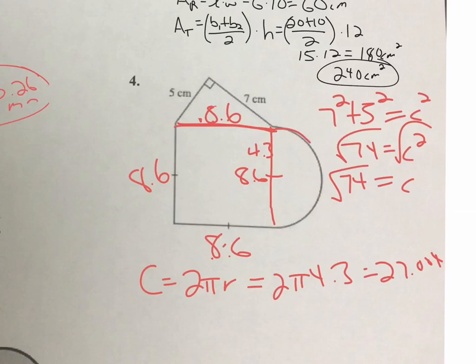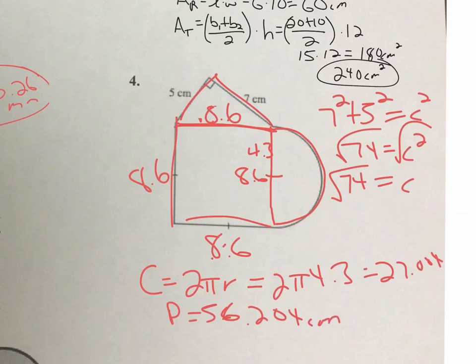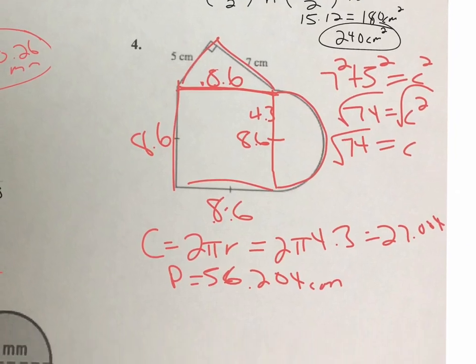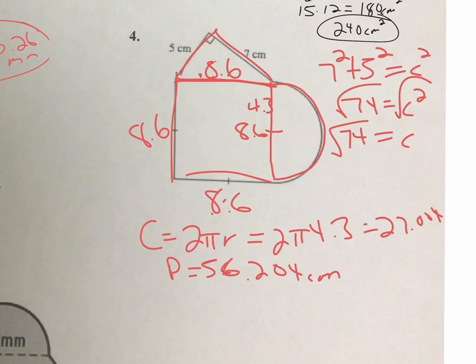27.004. That's that length. So I'm going to go ahead and add 27.004 plus my 8.6 plus my other 8.6 plus 5 plus 7 to get my perimeter. And so my perimeter would be 56.204 centimeters. Now we have to find the area, and I've already broken it down into 3 different shapes.